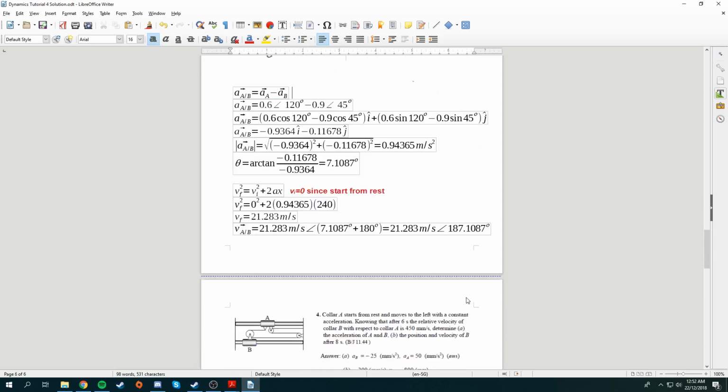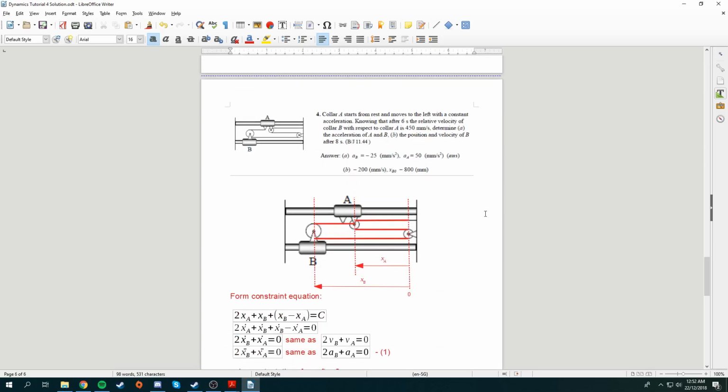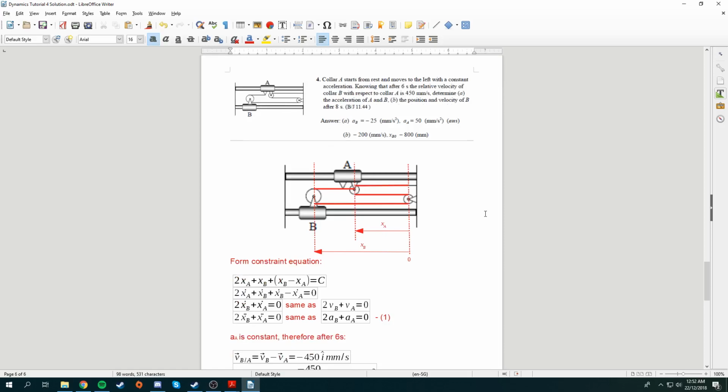Okay, now next, for question 4, we have this pulley question. There's a collar A that starts from rest and moves to the left with constant acceleration. Knowing that after 6 seconds, the relative velocity of B with respect to A is 450 mm per second, determine the acceleration of A and B, and the position and velocity of B after 8 seconds.